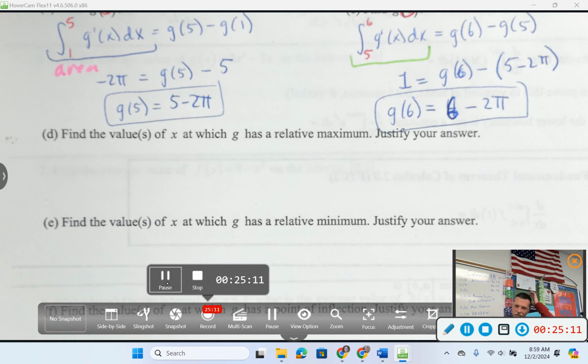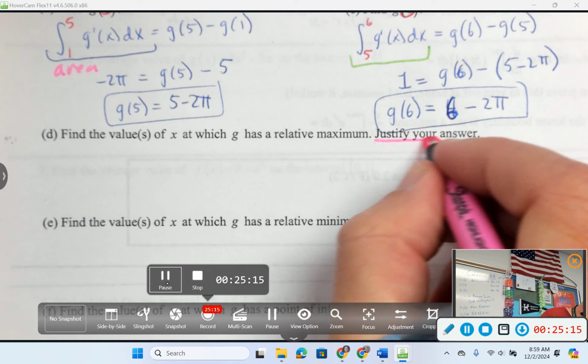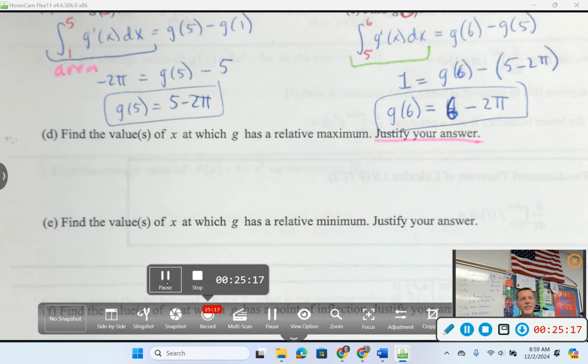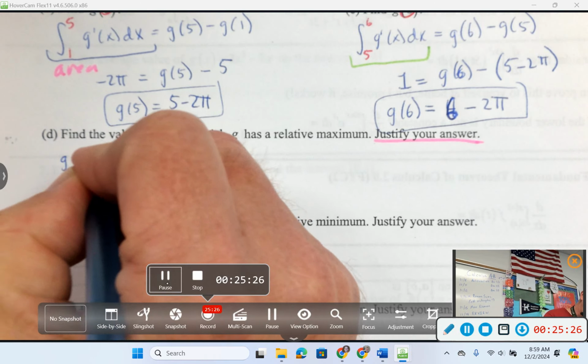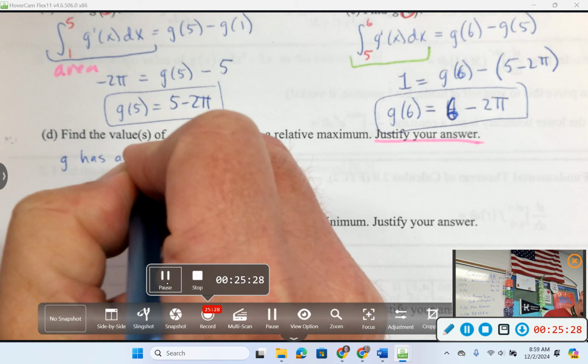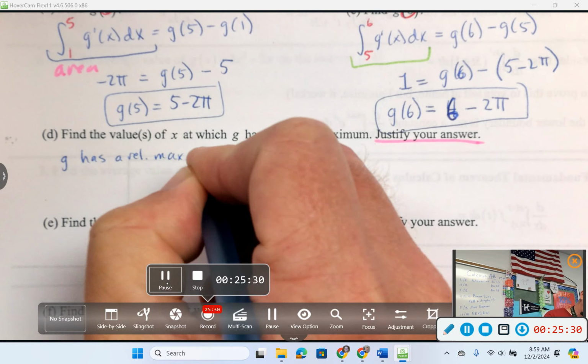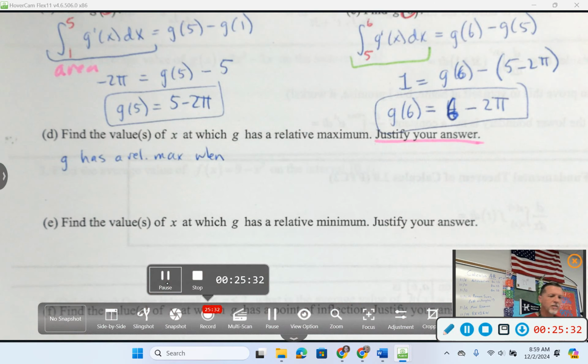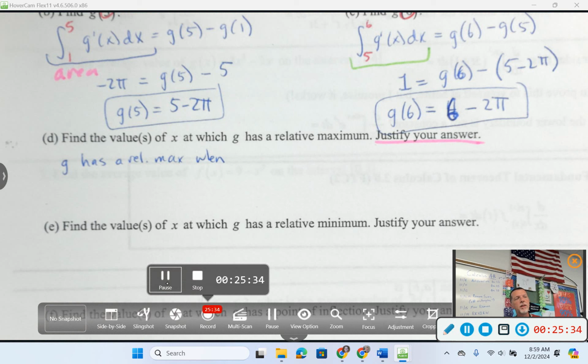Okay, this next question looks complicated, but if we justify first, it'll make life a lot easier. Find the value of x at which g has a relative max. Let's justify first. So forget about this particular problem. Just in general, how do you know when g has a relative max?